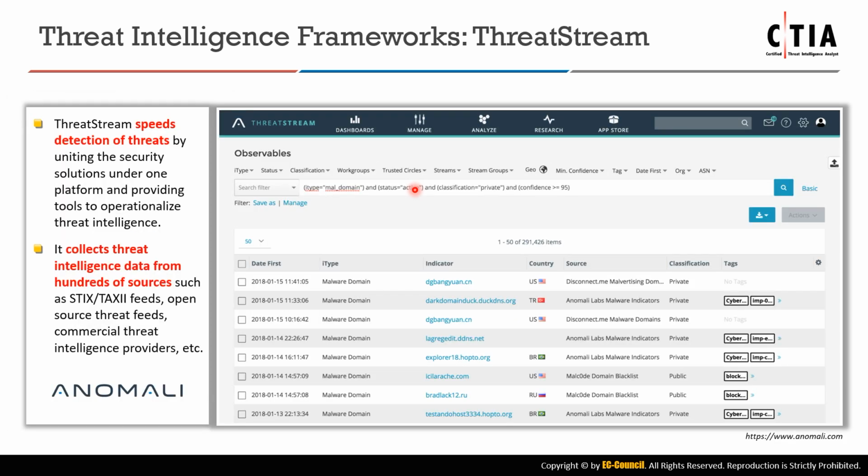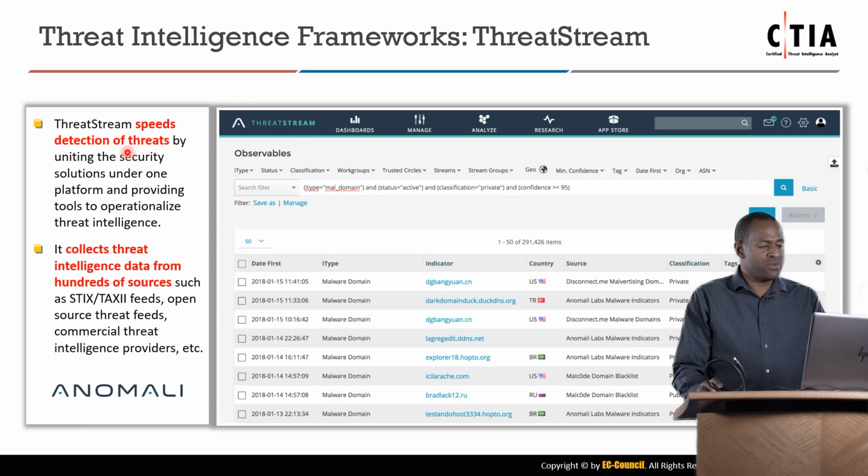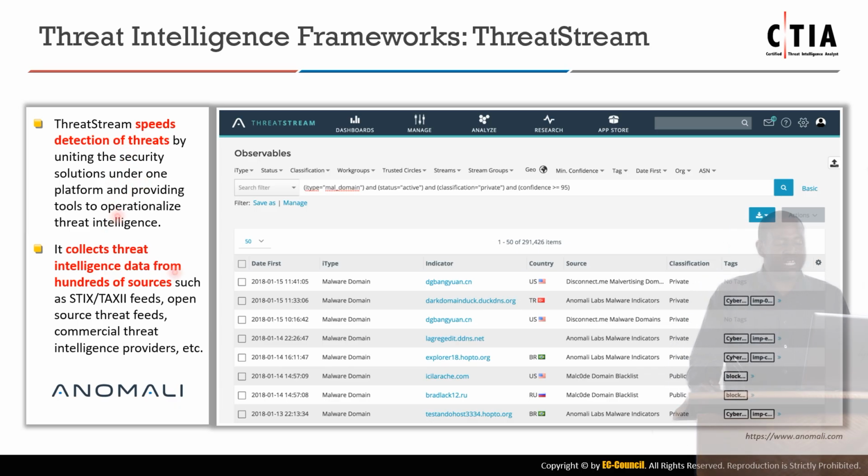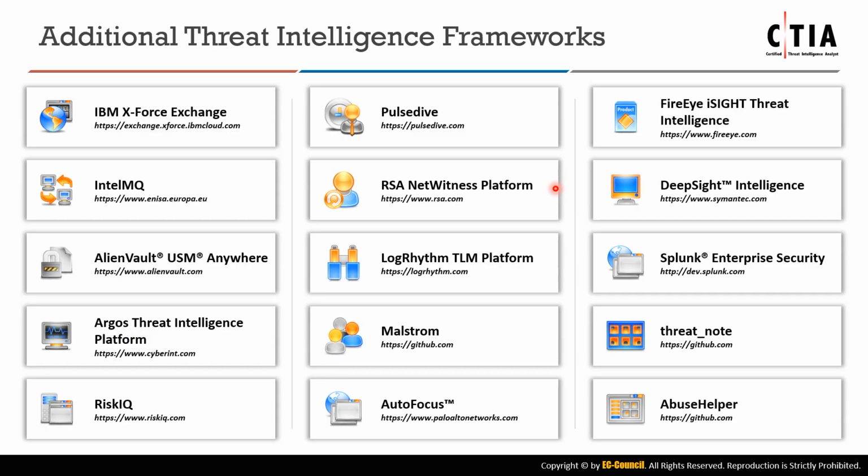Another one is ThreatStream. It is meant to speed detection of threats. How? By unifying the security solution under one platform, all your solutions and tools, to help operationalize your threat intelligence. It collects your threat information from hundreds of sources like STIX and TAXII feeds, open source threat feeds, commercial feeds, and many other feeds. So ThreatStream is another very good resource. And there are others: IBM, Anomali, AlienVault, Argos, etc.